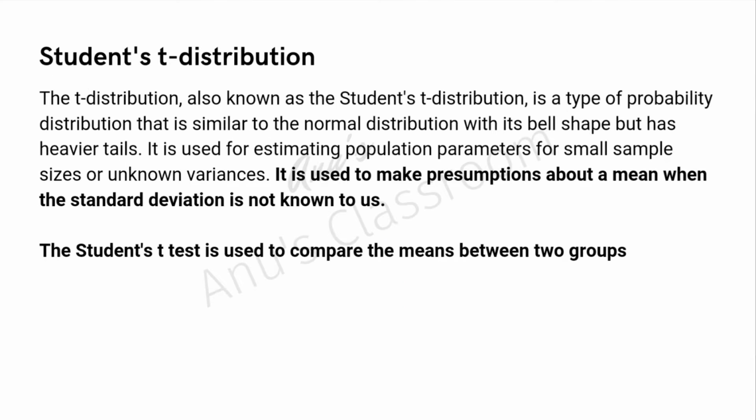Now, coming to Student's t distribution. The t distribution is a type of probability distribution which is similar to the normal distribution because it also has a bell shape. But compared to the normal distribution, Student's t distribution has heavier tails, and therefore it is used to estimate population parameters for small sample sizes or those with unknown variance. It is used to make presumptions about a mean when the standard deviation is not known to us, and it is used to compare the means between two groups.